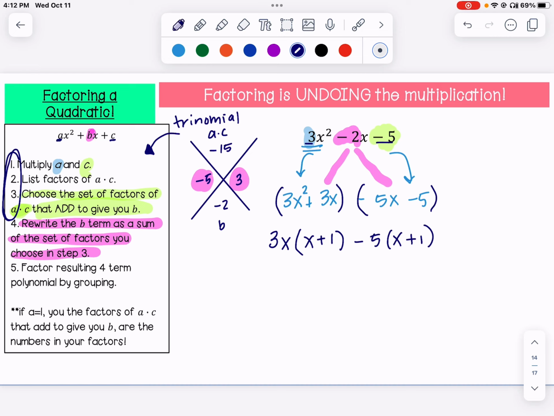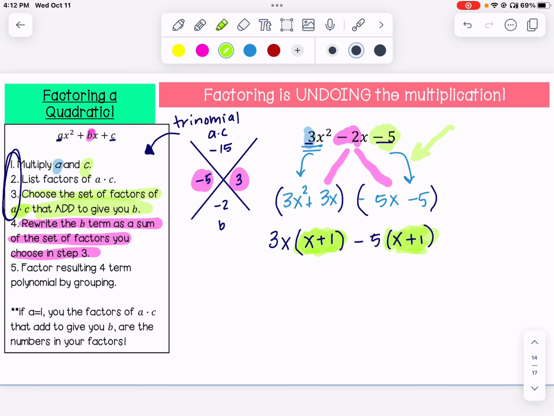Now at this step, I know that I've done it correctly if these match. If my parentheses sets match, then I have done this correctly. If my parentheses sets don't match, then I've probably done something wrong in the step above and I need to go back and double check, or it's not factorable. Most of the time for a quadratic, it just means you've done something incorrectly.